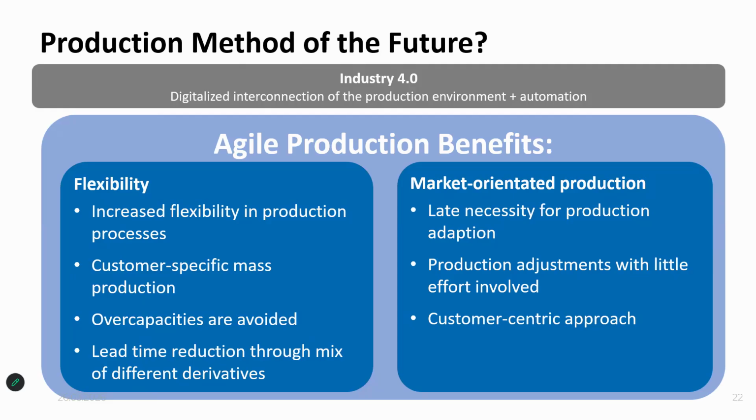Now, the most notable benefits of incorporating such agile production methods are in the area of flexibility, including the increased flexibility in production processes, being able to offer customer specific mass production while avoiding overcapacity, and also reducing lead time through a mix of different derivatives. An additional benefit is being able to produce goods as specifically dictated by the wants and needs of your customers.